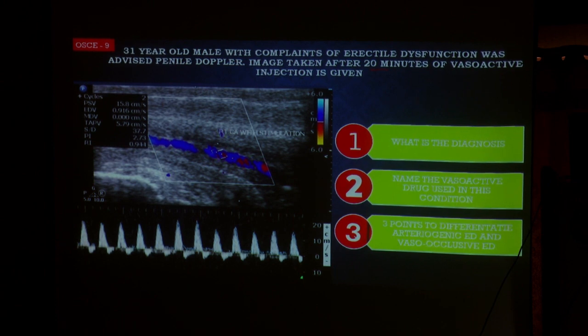So I will go to the second part. Name the vasoactive drug that you use for performing this investigation. Which drug will you inject for this patient? Yeah, excellent, papaverine, or you can give prostaglandin E analogs. So the third part of the question: how will you differentiate between arteriogenic erectile dysfunction and veno-occlusive erectile dysfunction? Yeah, excellent.